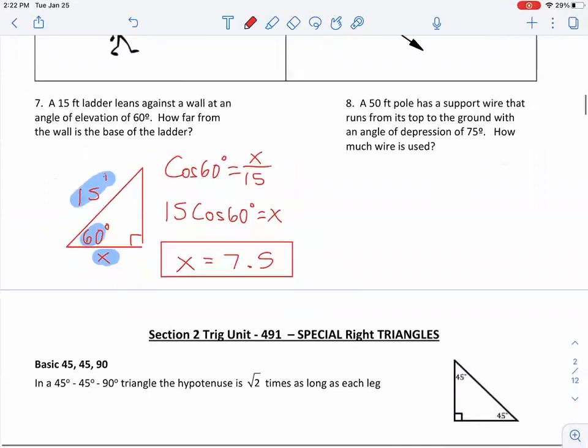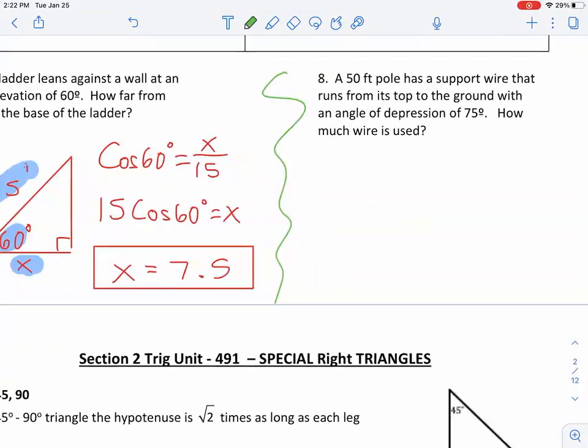All right, last one, guys. Hang in there. So for problem 8, we have a 50-foot pole that has a support wire. So let me draw, here's our 50-foot pole. It has a support wire that runs from the top to the ground with an angle of depression of 75 degrees.